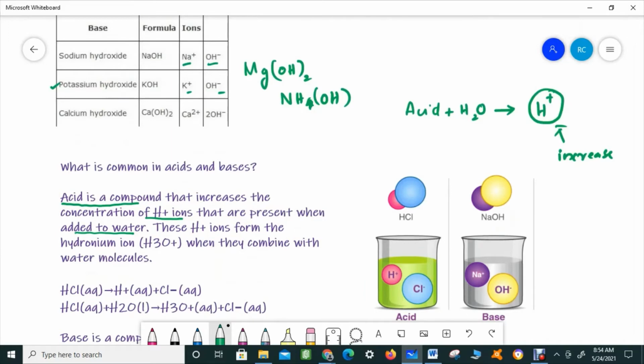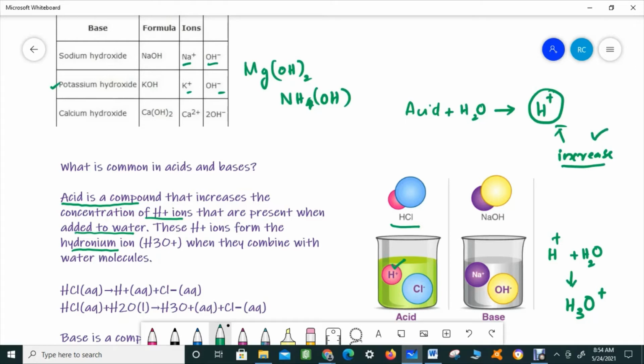So H plus ion from the acid. Look at the picture. This is HCl. When it dissolves in water, it will produce H plus ion, and this H plus will combine with the H2O water and form H3O plus. And this is called the hydronium ion. So when you add acid into water, H plus ion concentration will be increasing.